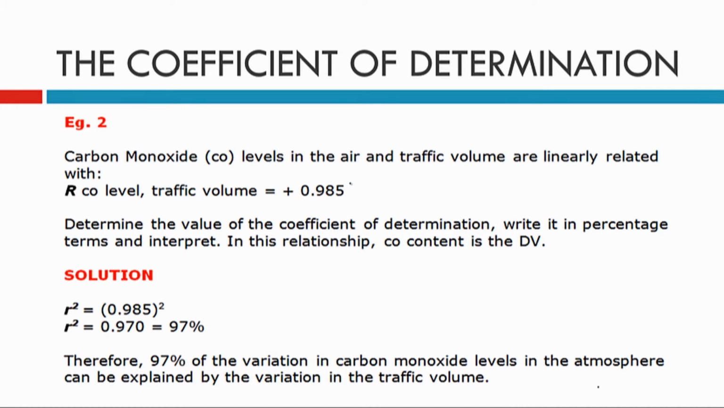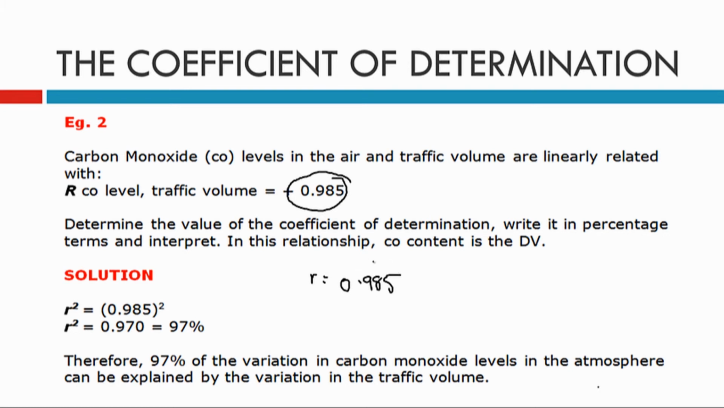The second example is about carbon monoxide levels in the air and traffic volume, which are linearly related with that rule there, and it's negative 0.985. It says, determine the value of the coefficient of determination, write it in percentage terms and interpret. In this relationship, CO content is the dependent variable.